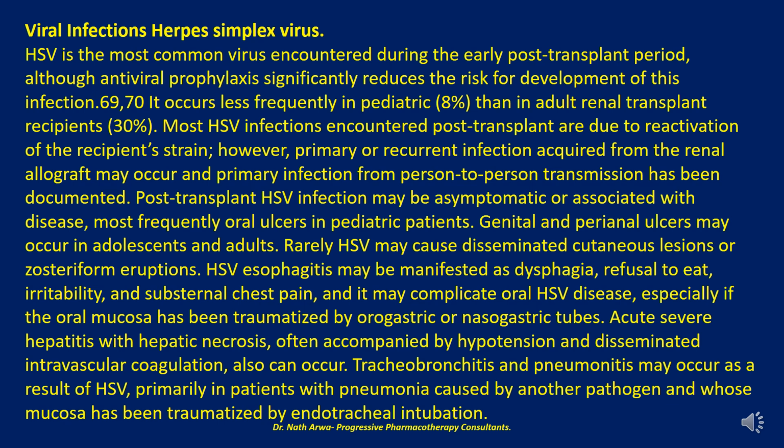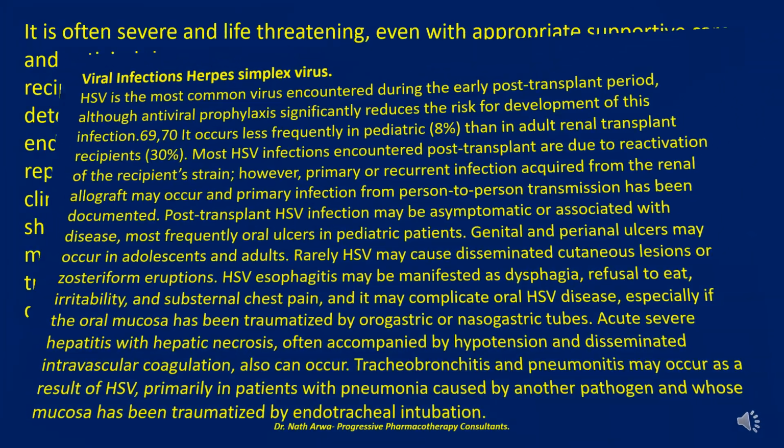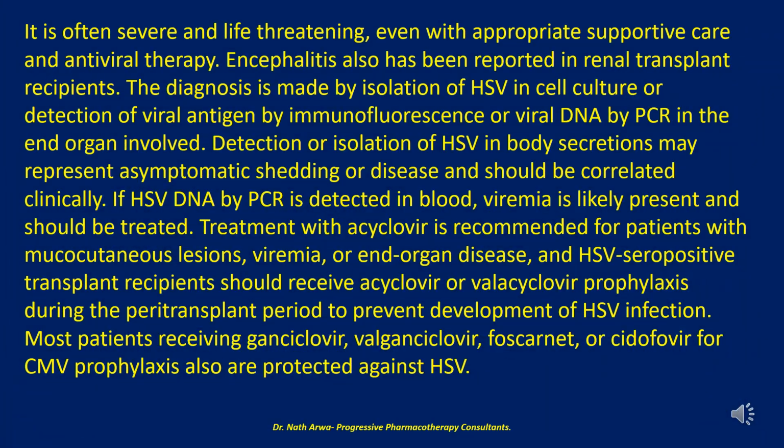Tracheobronchitis and pneumonitis may occur as a result of herpes simplex virus, primarily in patients with pneumonia caused by another pathogen and whose mucosa has been traumatized by endotracheal intubation. It is often severe and life-threatening, even with appropriate supportive care and antiviral therapy. Encephalitis also has been reported in renal transplant recipients.